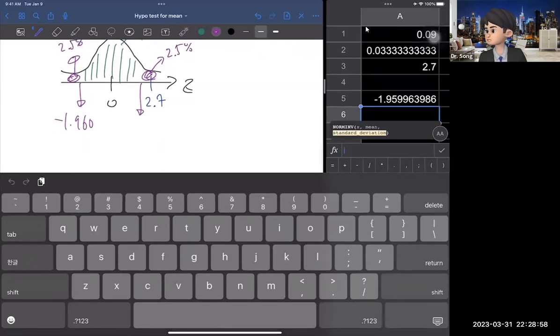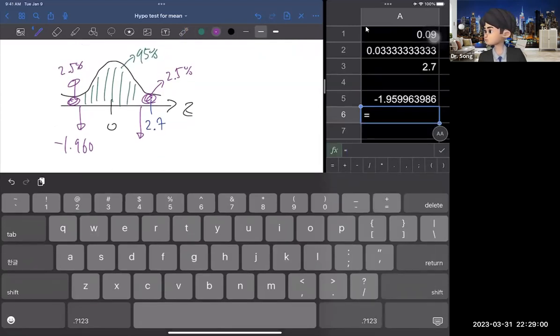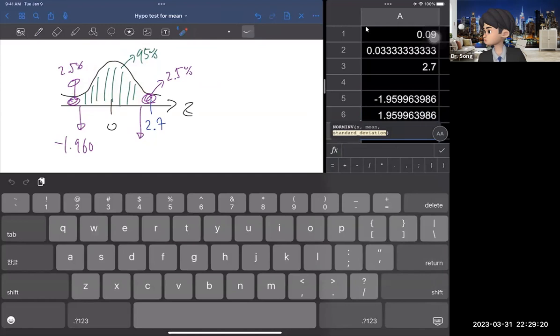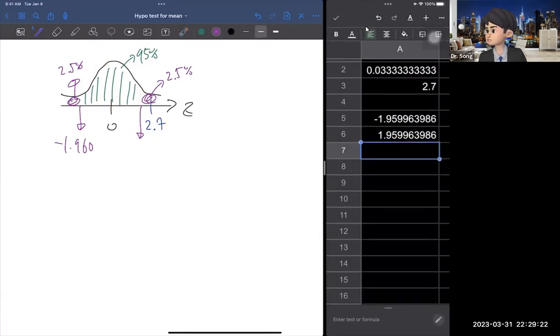Just in case, let me find the positive one. So in order to find the positive one, you do the same thing, NORM.INV, but then you need to put 0.975, so 97.5%. Why is that? 2.5% and 95% together is 97.5%. If you put 0.975, mean equals 0, standard deviation equals 1, then it gives you this number. It's the same as the -1.96, but positive, so 1.96.